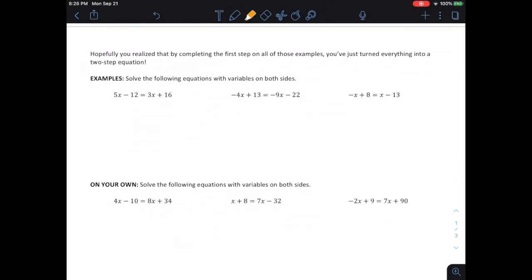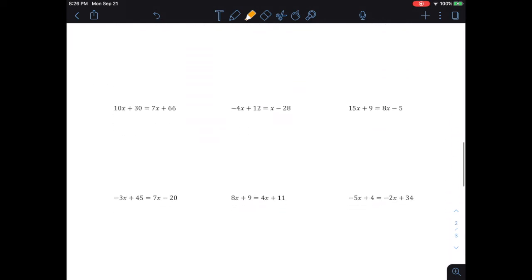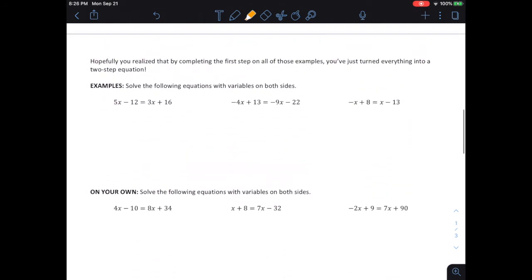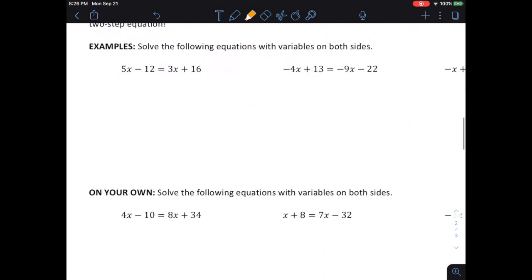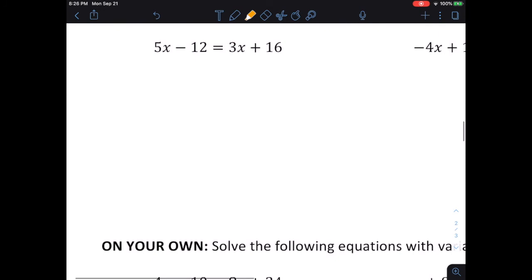All right, here we go. 3 more examples before you get to do, what is it, 9 on your own. Wow. All right, so 3 more examples. So if we look at this first one, again, I'm going to identify the smallest variable. So the smallest variable is a positive 3x. So I'm going to subtract 3x from both sides.